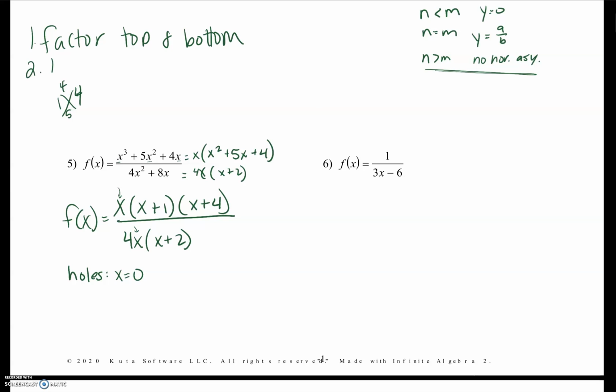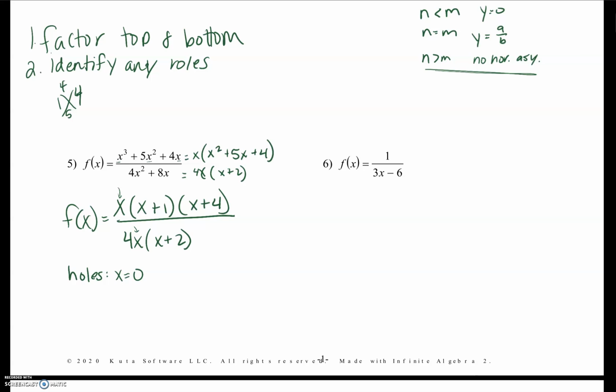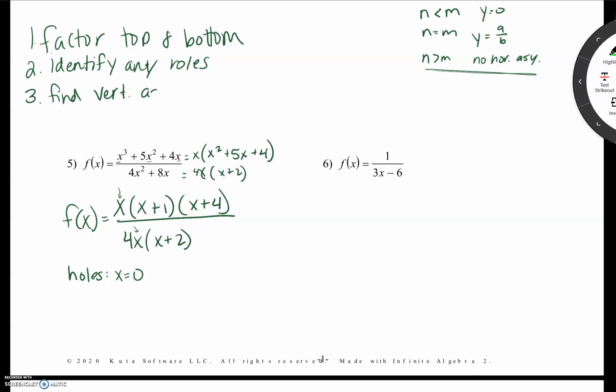So step 2 would be identify any holes. Step 3, find your vertical asymptotes. Okay, so that's what we're going to do. We're going to set our factors equal to 0, so 4x equals 0, and x plus 2 equals 0.